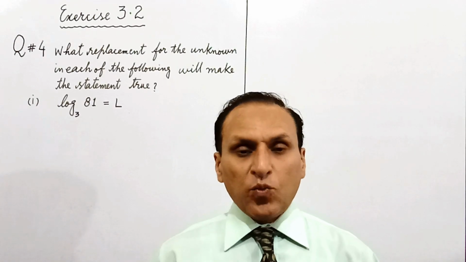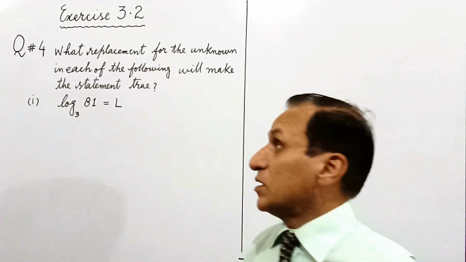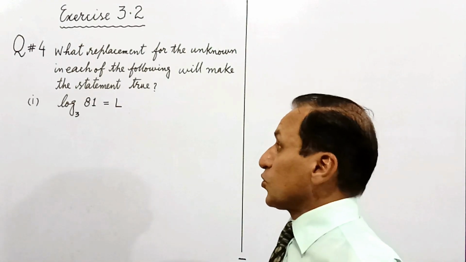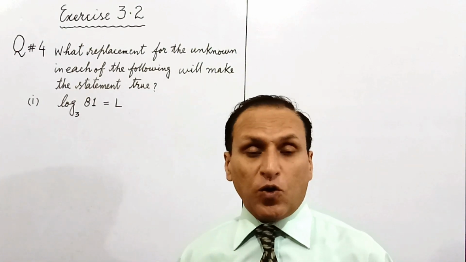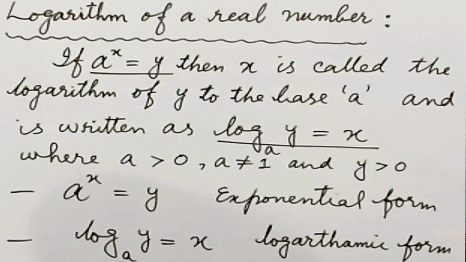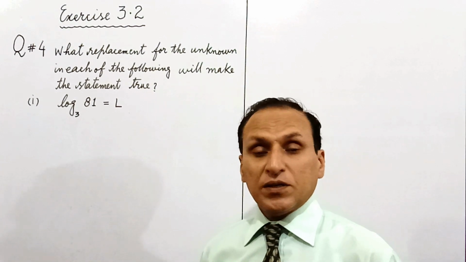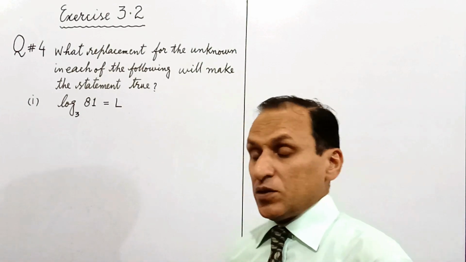Assalamu alaikum students. We continue exercise 3.2 with question number 4, in which we are required to find the replacement of the unknown in each of the following statements to make the statement true. For this purpose, if we recall the definition of logarithm of a real number, now we can easily do this sum. So let's do it.